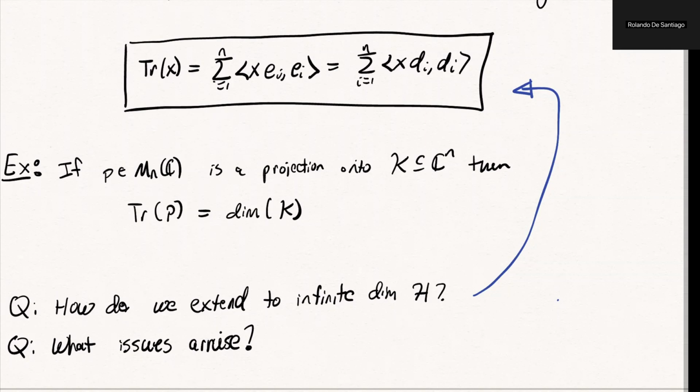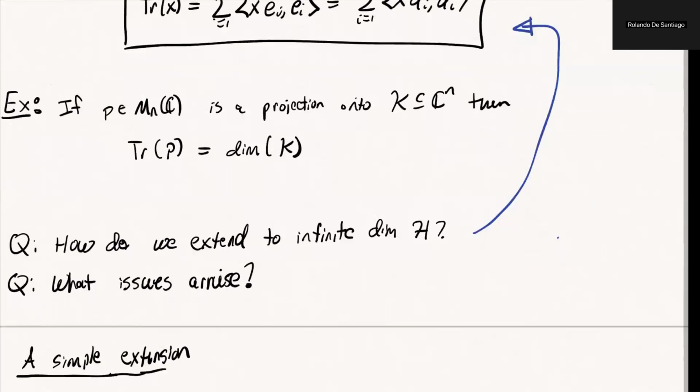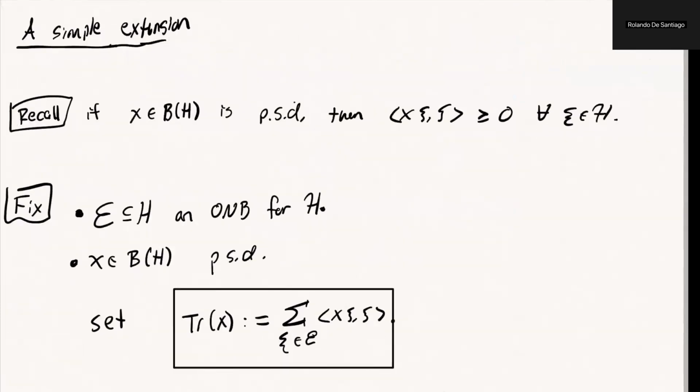Now, if you think back a little bit to your analysis classes, the way you handled convergence is first you dealt with absolute convergence and then you kind of generalized from there. And so we're going to take a similar approach here. So let's start with a simple approach to extending this notion of a trace to operators on B of H, where H is no longer finite dimensional. So if X is a positive semi-definite operator, then again, I'm just reminding you its definition, it has the property that the inner product of X applied to a vector against that same vector is always non-negative. That's hopefully what's written up.